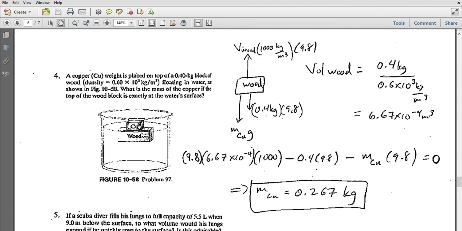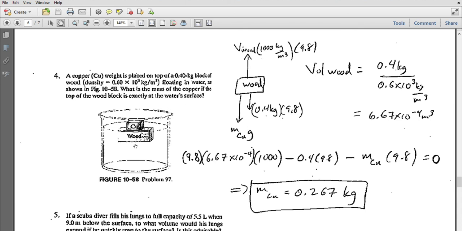Well, in this case, I guess there might be several ways to think about what free body diagram to draw, but I chose the wood itself without the copper to be the subject of my free body diagram. And so in this case, what are the forces that are acting on the wood? Well, it's got its own weight going down. We're told the mass of the wood is 0.4 kilograms, so we know its weight is mg. In addition, the copper is pushing down with its weight on top of the wood.